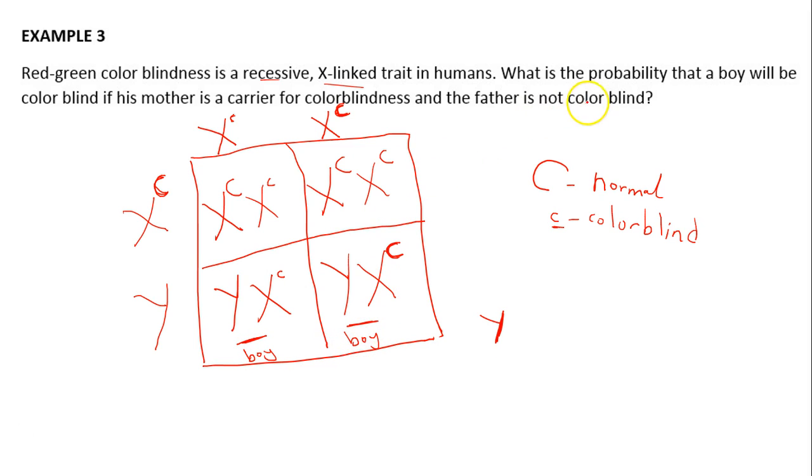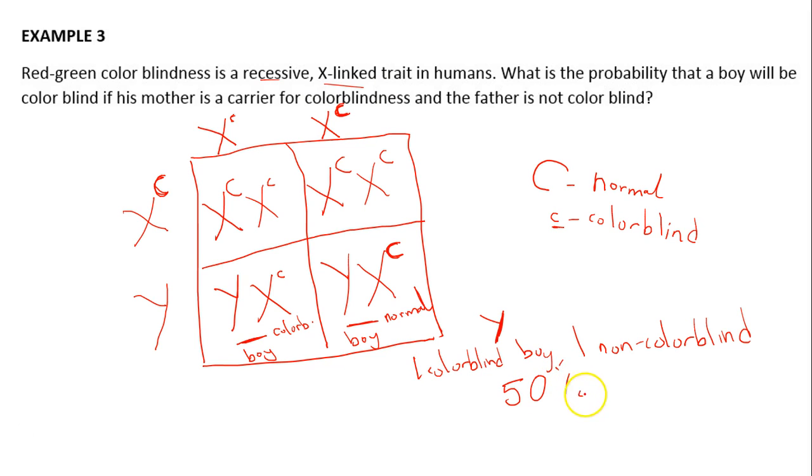The one that is colorblind will be this one with the small c. So Y X^c, he's going to be colorblind. And this one would be normal, or not colorblind. So we have one colorblind boy, and then one non-colorblind. So what is our chance that we have a colorblind boy? That would be 50%, because 1 to 1 is the same thing as 50%. 50% chance of getting a colorblind boy.